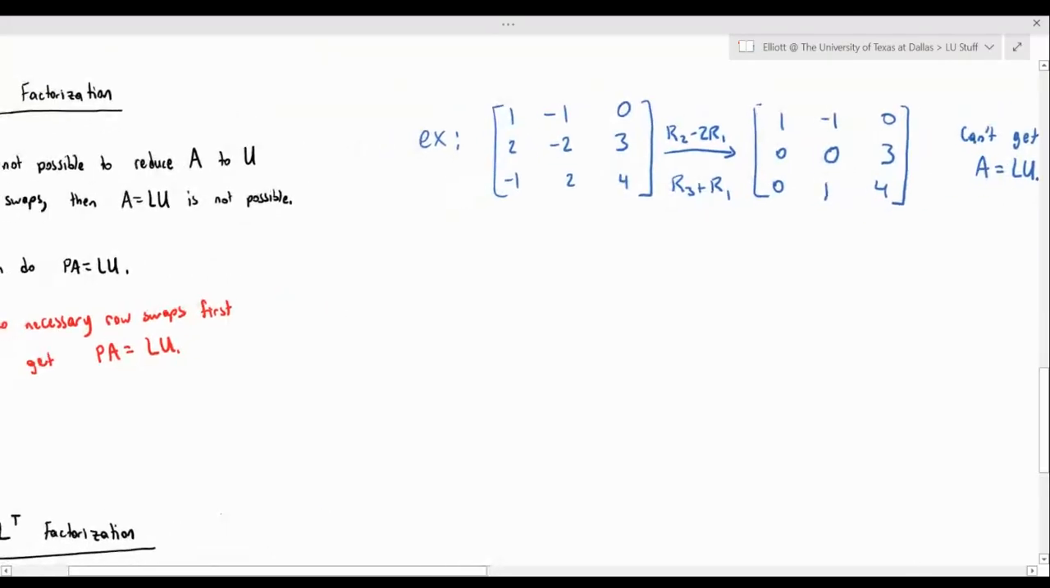So what I would recommend for this example is, we saw that we have to swap row 2 and row 3 in order to reduce it to an upper triangular matrix. But to get the PA equals LU factorization, we need to do that row swap at the beginning. So I'm going to start from the original matrix, and I'm going to first do row 2 swap with row 3.